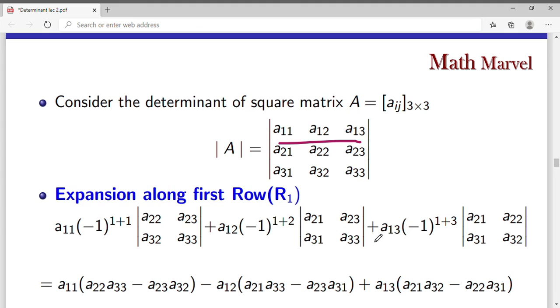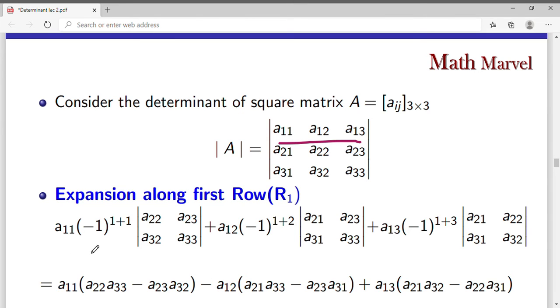Plus, now the last element of the first row, a13, minus 1 raised to 1 plus 3. This one is from the row, this one is from the column. In the determinant, this element is from the first row and third column, so hide them and write the remaining elements in the determinant. So a21 a22 a31 a32. So this is the representation using the first row.